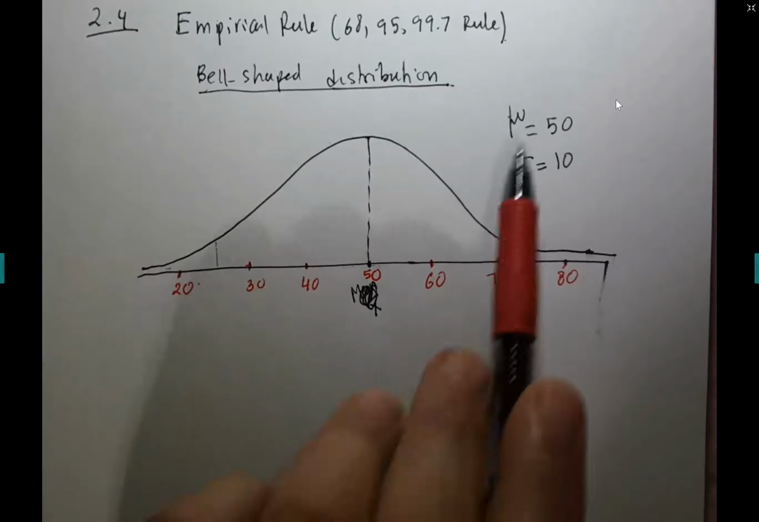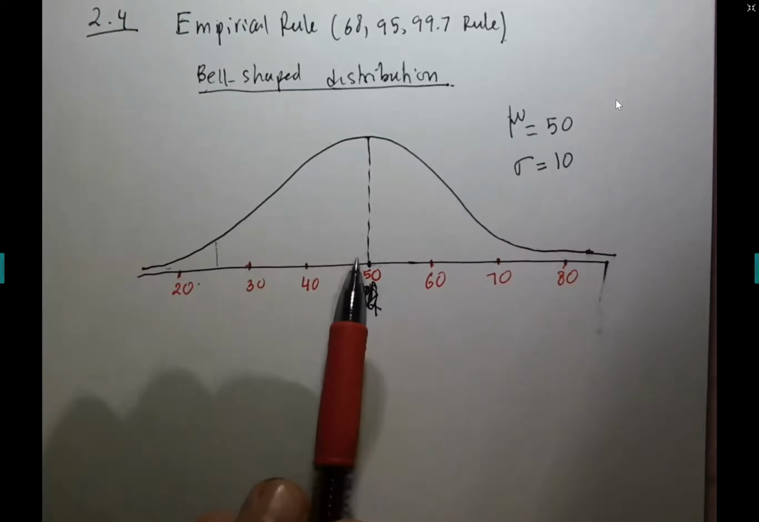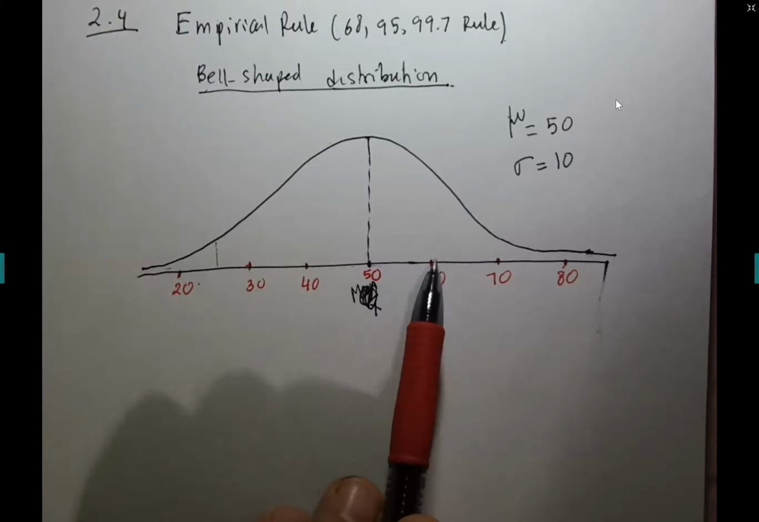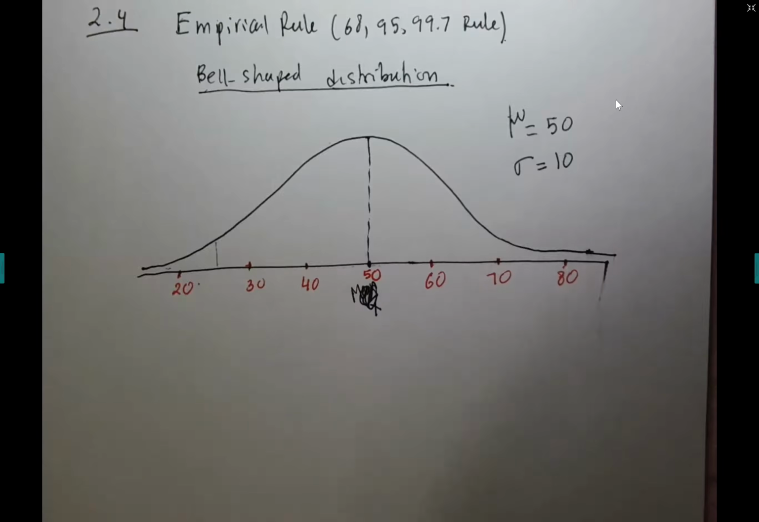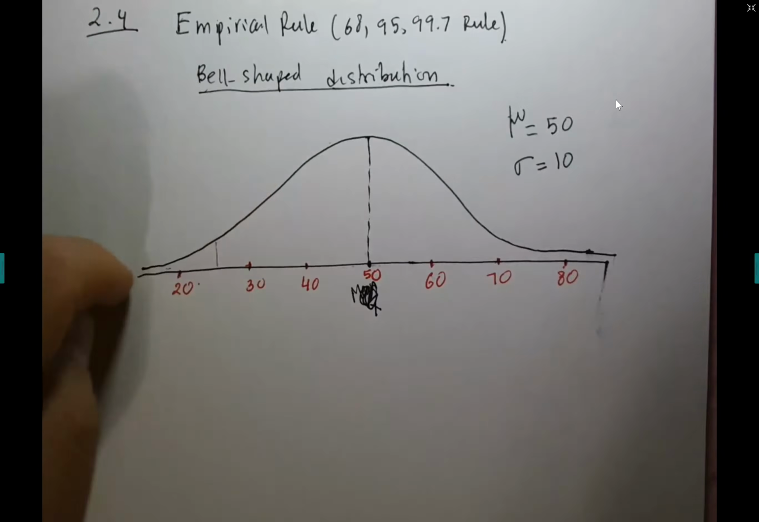Now, probably the question you ask me is, why did you label it in such a way? 50 plus 10 is 60, 60 plus 10 is 70. You will know in a second. So statisticians did some experiments, guys, on data sets that are bell-shaped, that are symmetric.